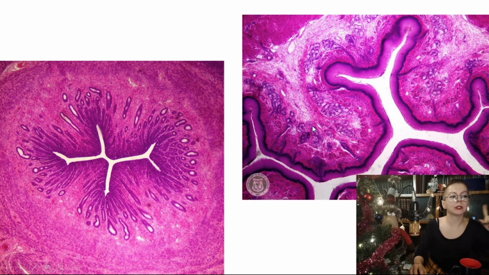So the first difference is in the glands. Tubular, parallel, this is the uterus; coiled, unparalleled, this is the esophagus.